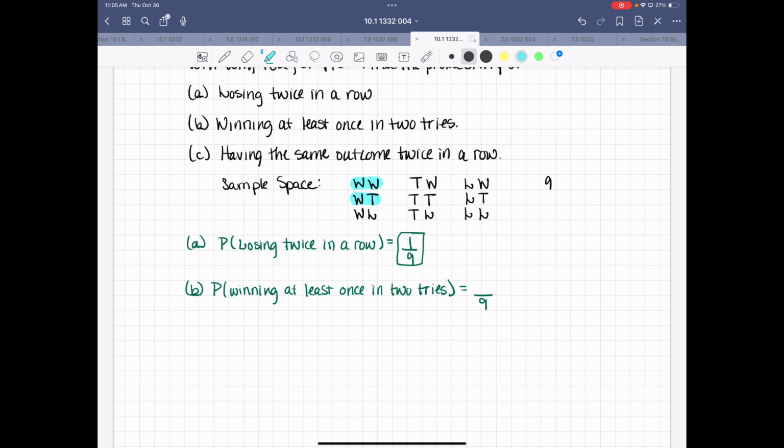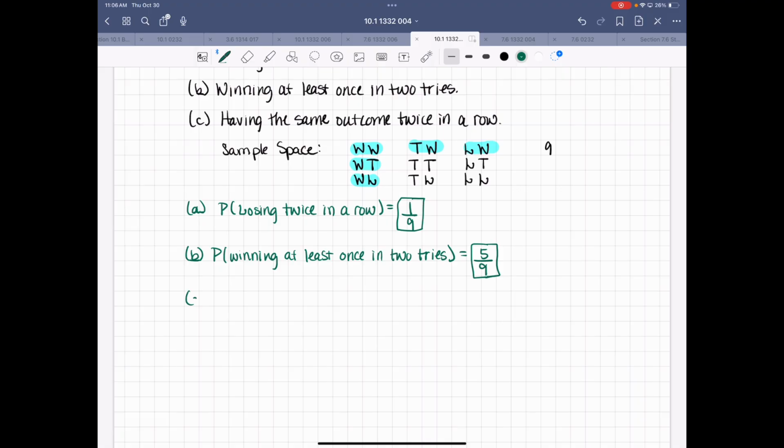A win-tie counts. A win-loss counts. A tie-win counts because there's at least 1 win there. And a loss-win counts, right? So there are 5 out of 9. That's not bad. You've got over a 50% chance, because 4.5 out of 9 is half, is 50%, and this is 5. So you've got a little over a 50% chance of winning at least one time. Okay? Not bad.